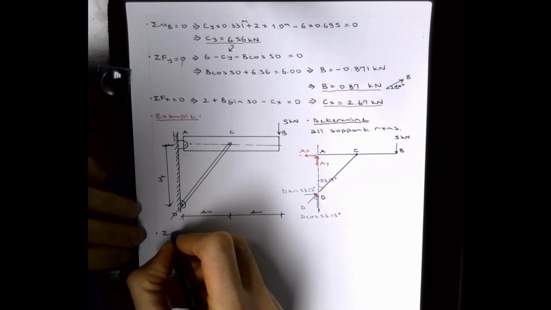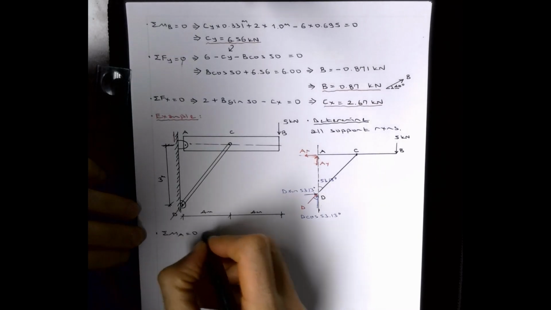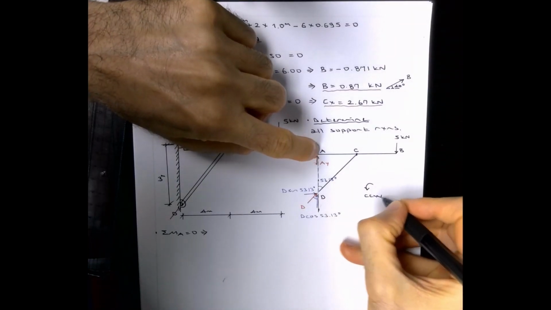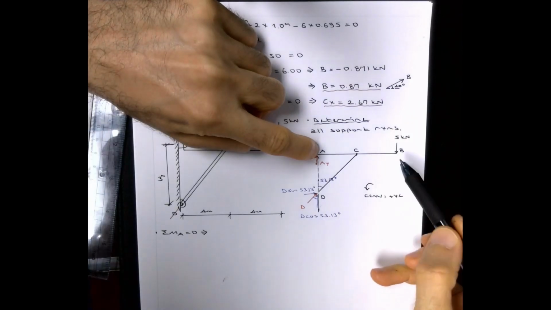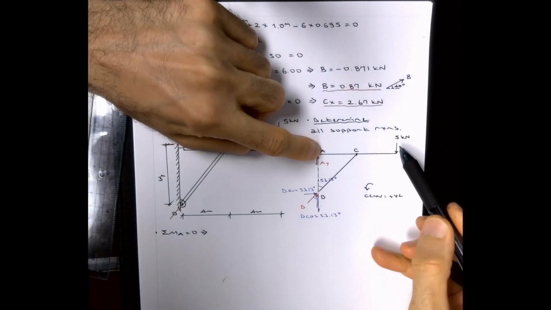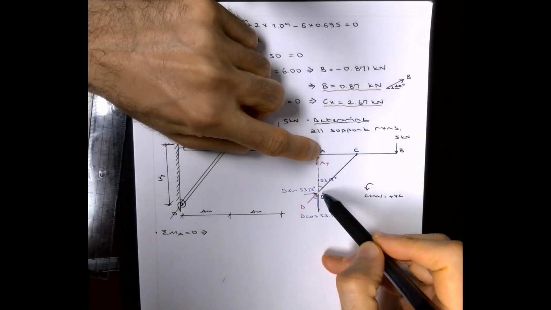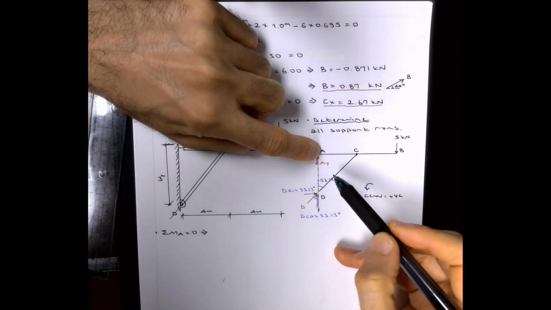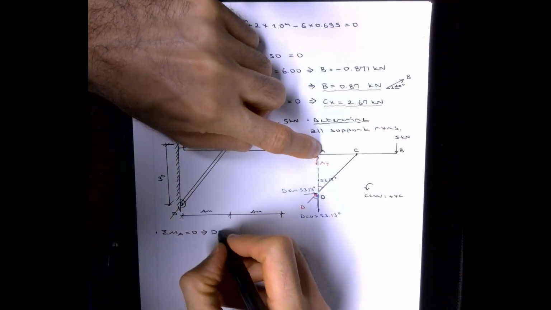Summation of moment around point A, set it equal to 0. Counterclockwise, positive. So which one is rotating positive? Definitely this is negative, right? This is positive. Okay, so D sine, let's start with this one.